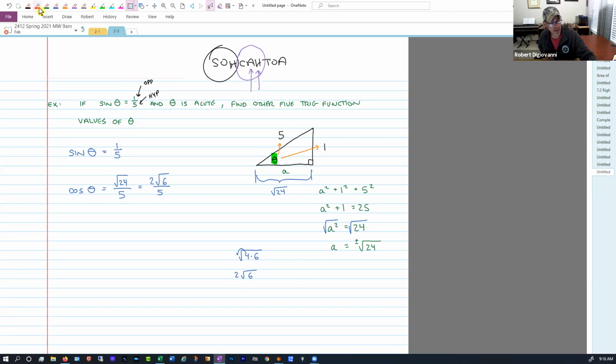Okay, now the next thing is tangent. So we need to do tangent theta. And tangent theta, using the SOHCAHTOA, is the opposite over the adjacent. So Leslie, what do we have for that?